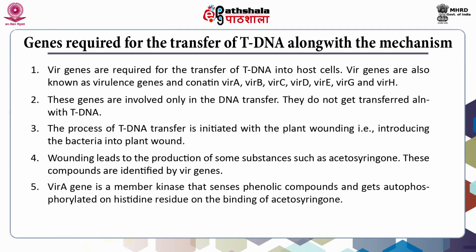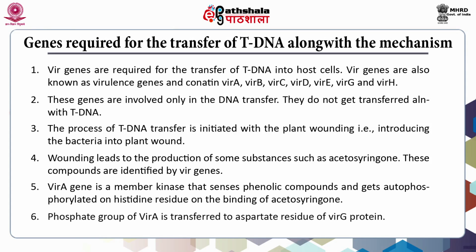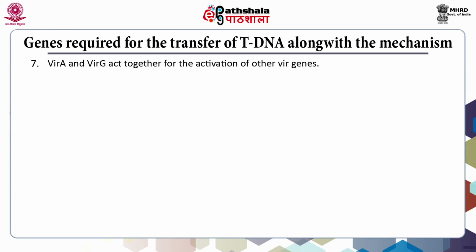Now, VirA gene is a membrane kinase. It senses the phenolic compound and gets autophosphorylated on the histidine residue on the binding of acetosyringone. Thereafter, what happens next? The phosphate group of VirA is transferred to the aspartate residue of VirG protein. Now, it should be noted that VirA and VirG act together for the activation of other virulence genes.